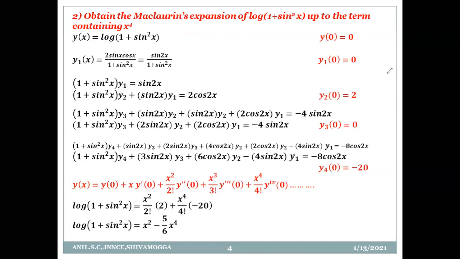Is the problem understood? Yes, sir. Yes, sir. Okay. Yes, sir. So make a note of this.